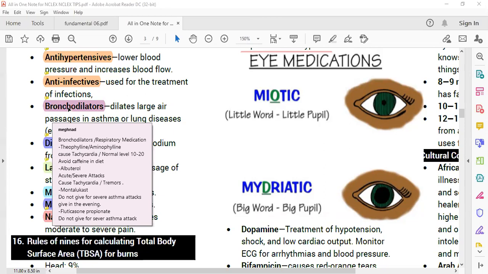So if your patient needs to take theophylline or aminophylline, it is important to monitor for toxicity because they have a narrow therapeutic index, and the normal level is 10 to 20. If the medication concentration is less than 10, it does not work. If it is more than 20 in the blood, it is toxic. If our patient takes theophylline or aminophylline, we educate them to avoid caffeine in the diet.